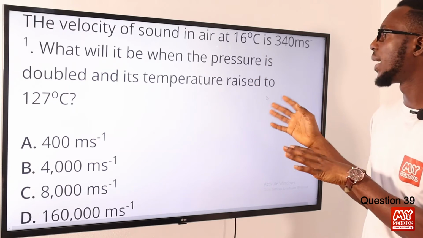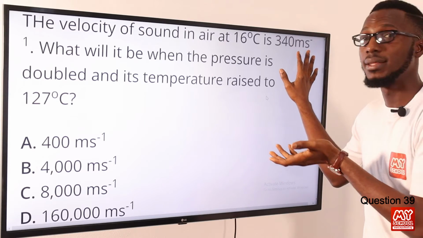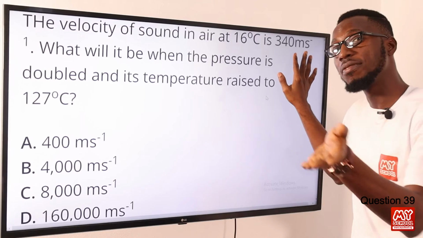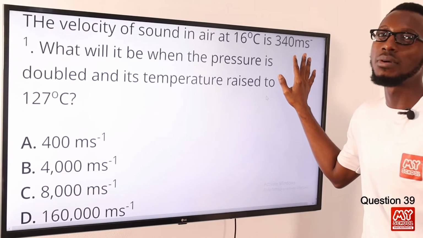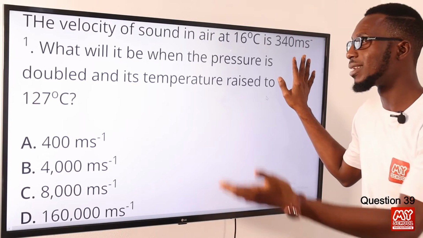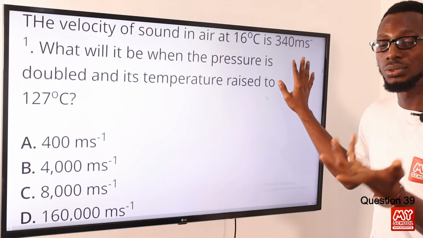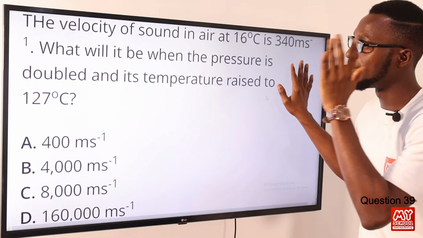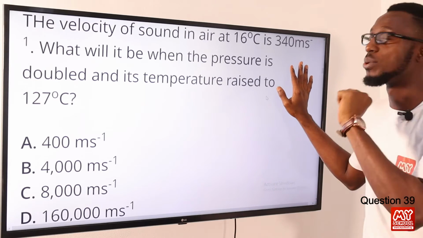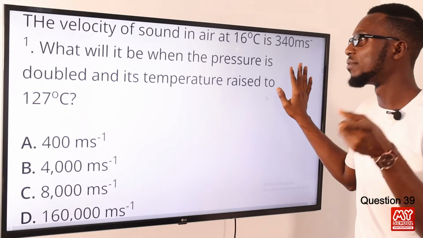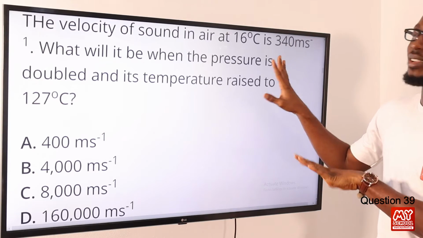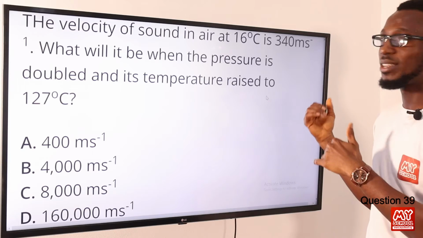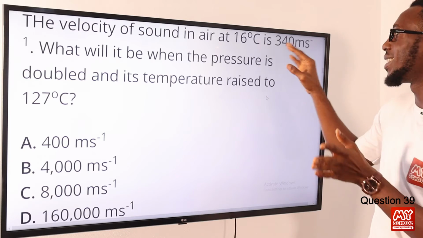So let's consider medium. In air, you have 332 at 0 degrees Celsius, but when it comes to water, it's around 1,500 meters per second. In steel it's still 5,000 meters per second. So you can see what affects the velocity of sound: temperature, then the medium the sound is traveling through. Also remember that sound does not travel in a vacuum. Let's go back to this: the velocity of sound increases with temperature. At 0 it was 332, now at 16 it's 340.